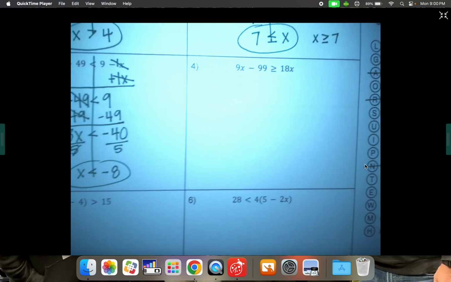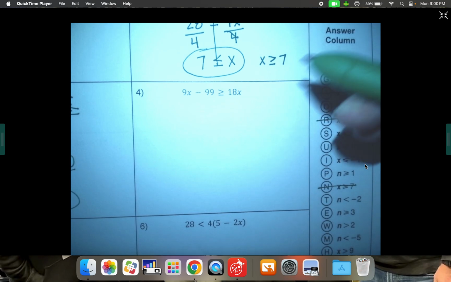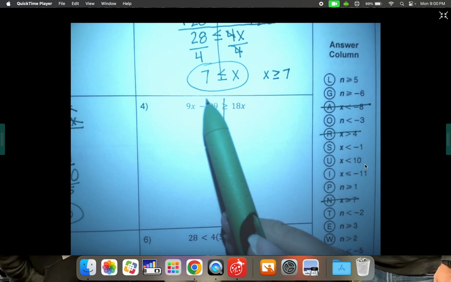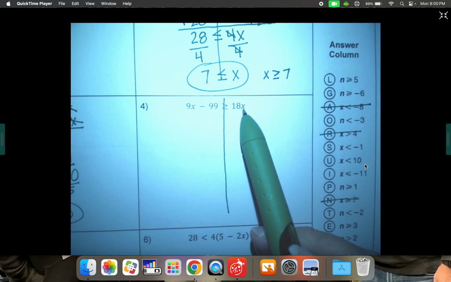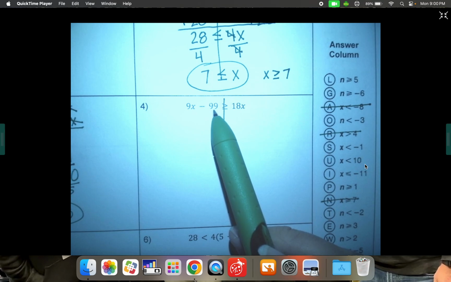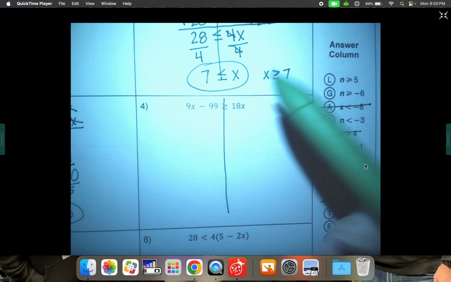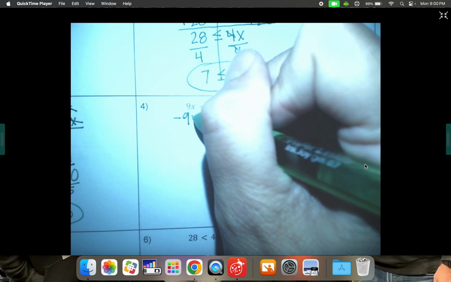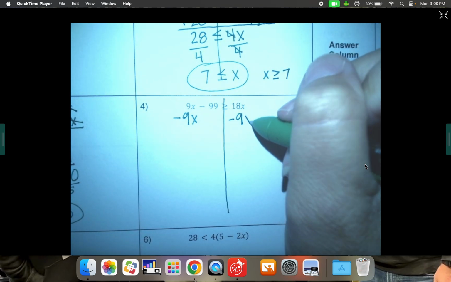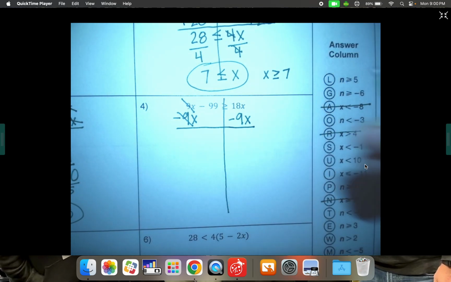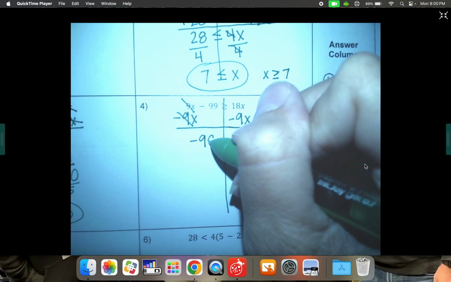All right, number 4. This one's a little quicker, except I can't add 99. A lot of people might want to add 99, but you can't do that because this number has an x and the 99 does not. So instead, I'm going to have to move my 9x by subtracting it. So let's subtract that 9x on both sides. Cancel, cancel. It leaves me with negative 99.